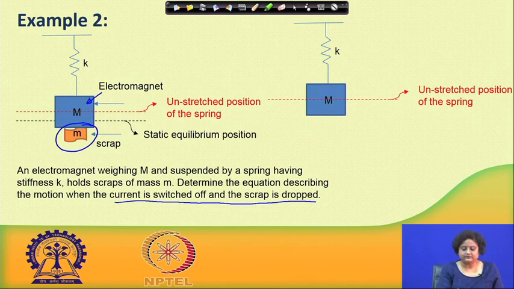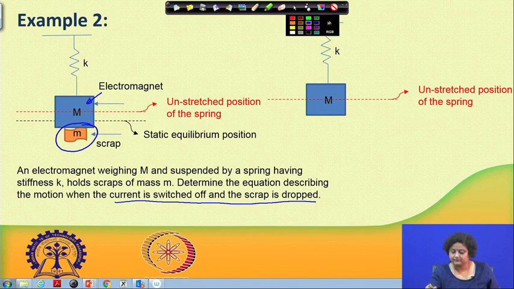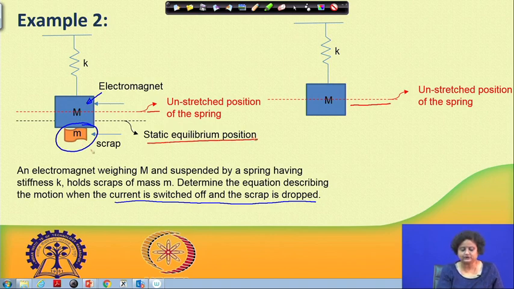This red color line is the unstretched position of the spring. Let us just take it as a reference point. And then this is the static equilibrium position when the scrap is attached to the mass.